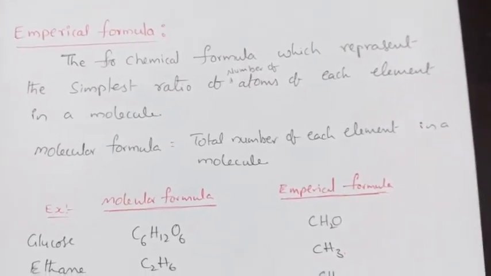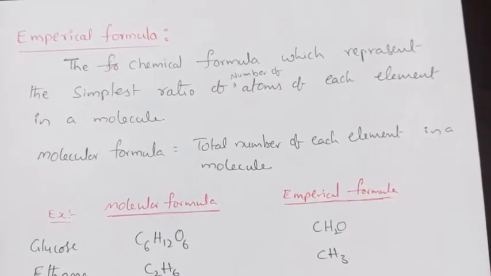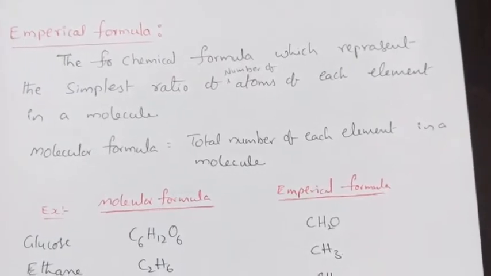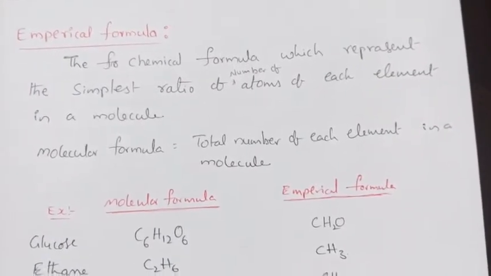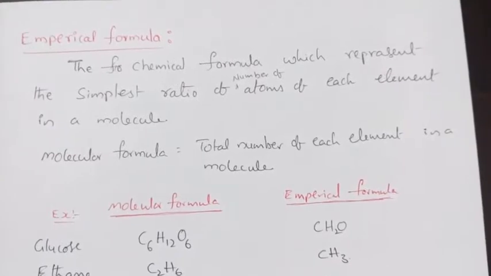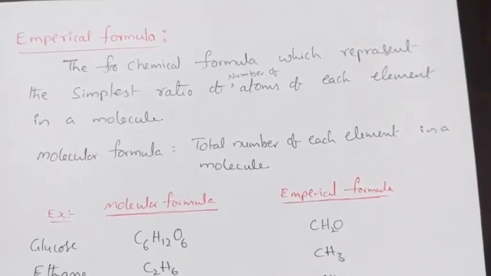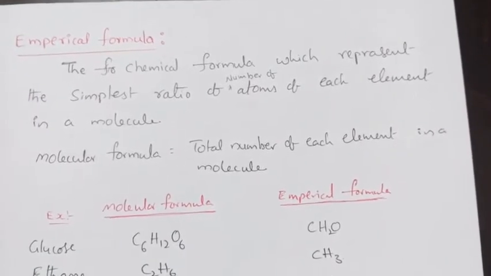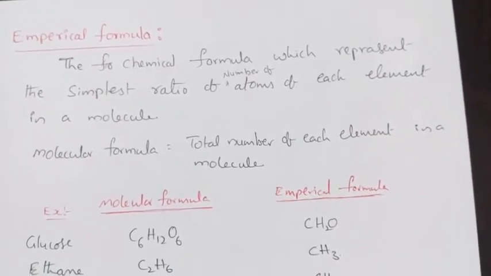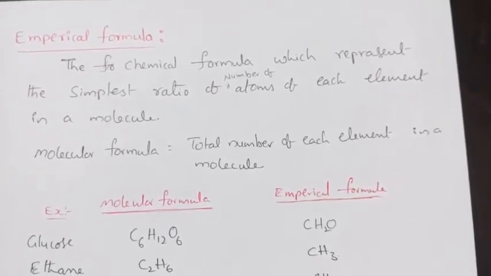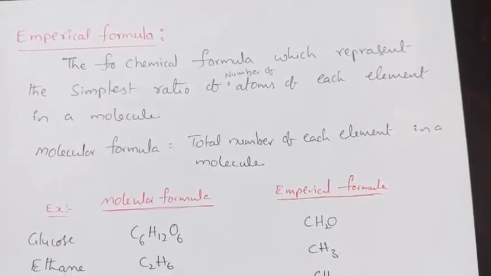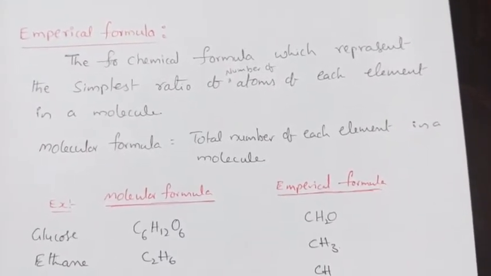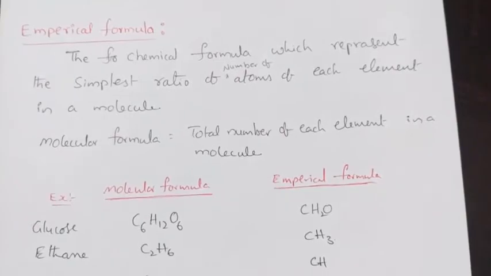We all know that molecular formula means the total number of each element in a molecule. The total number of each element in a molecule gives the molecular formula, while the simplest ratio of the number of atoms of each element in a molecule is called the empirical formula.